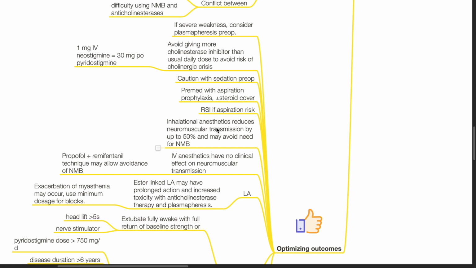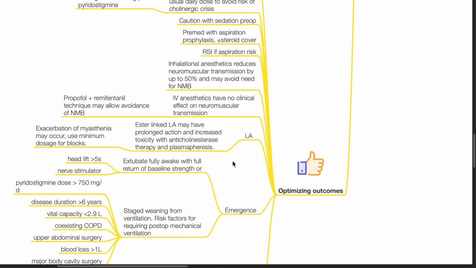Inhalational anesthetics reduce neuromuscular transmission by up to 50%, and this may avoid the need for neuromuscular blockade. Intravenous anesthetics have no clinical effect on neuromuscular transmission, and propofol and remifentanil technique may allow avoidance of neuromuscular blockade. Ester-linked local anesthetics may have a prolonged action and increased toxicity with anticholinesterase therapy and plasmapheresis. Exacerbation of myasthenia may occur. Use minimum dosage for local anesthetics when giving blocks.